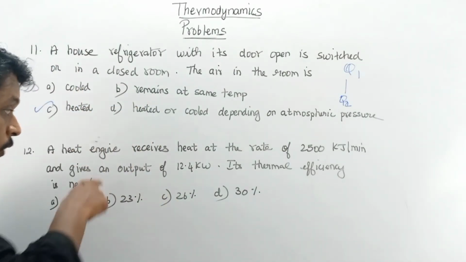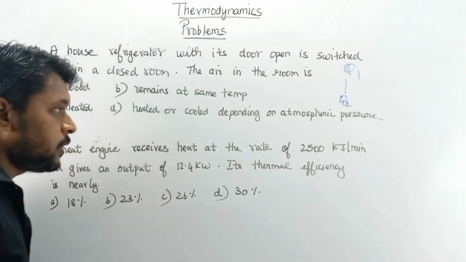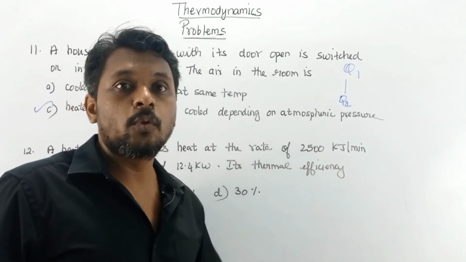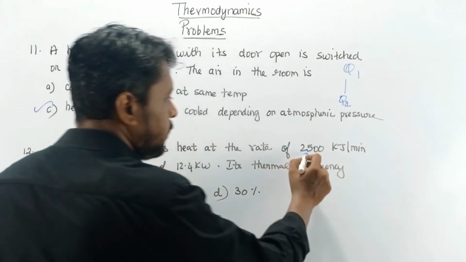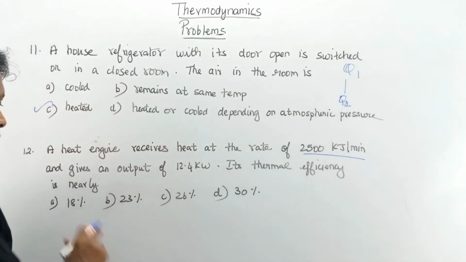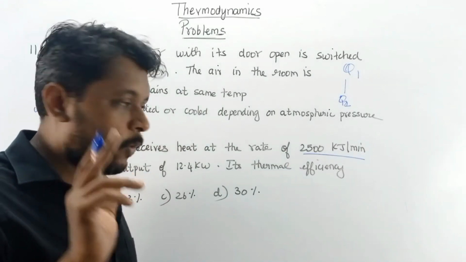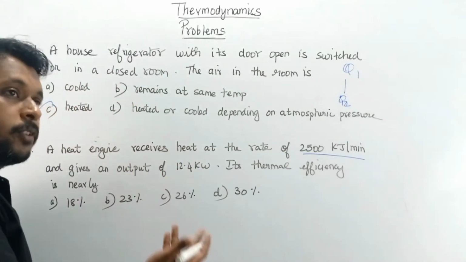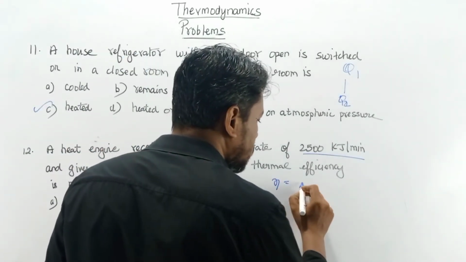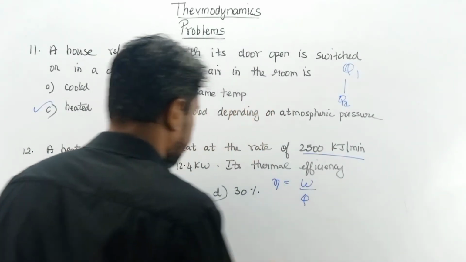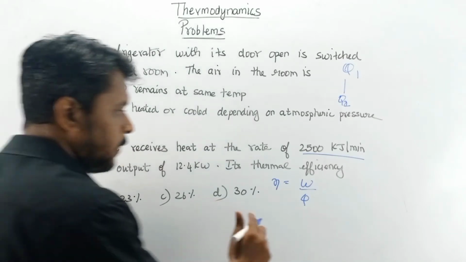Now we see the 12th one. A heat engine receives heat at the rate of 2500 kilojoules per minute and gives an output of 12.4 kilowatt. So the output is 12.4 kilowatt. What is the efficiency? You know the efficiency is work done by heat supplied. So we have to find the efficiency.